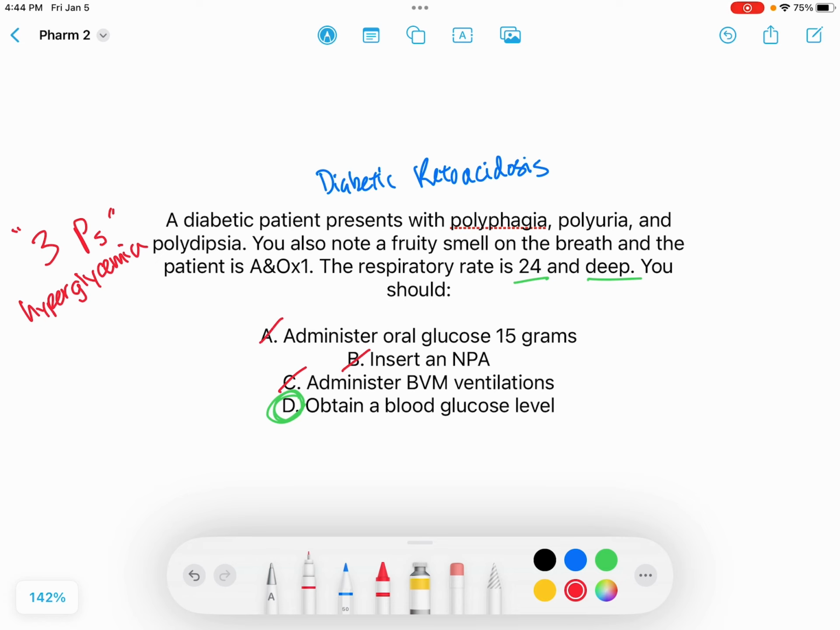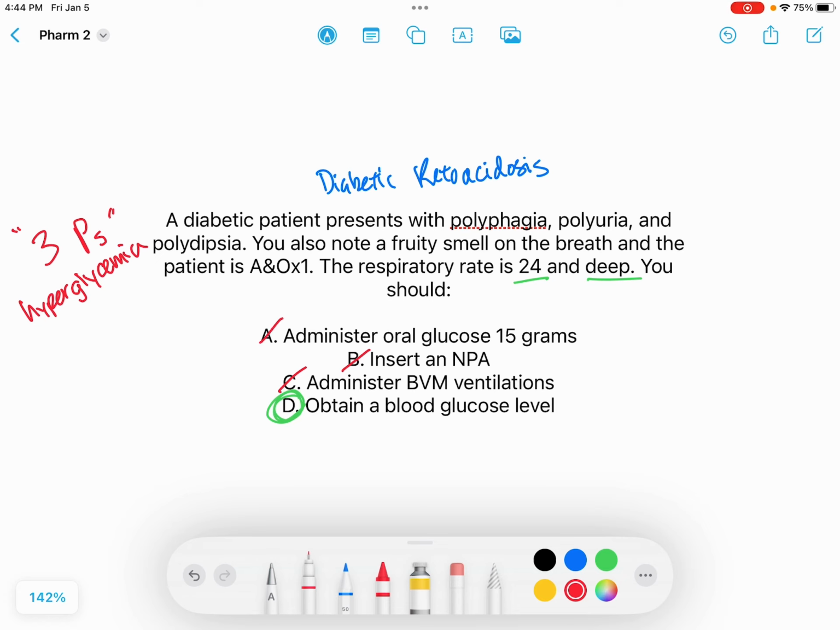All right, let's look at our next question here. You have a 34 kilogram pediatric patient experiencing an anaphylactic reaction. Which of the following is the correct dose? A, 0.3 milligrams, 1 to 10,000. B, 0.15 milligrams, 1 to 1,000. C, 0.3 milligrams, 1 to 1,000. Or D, 0.15 milligrams, 1 to 10,000.